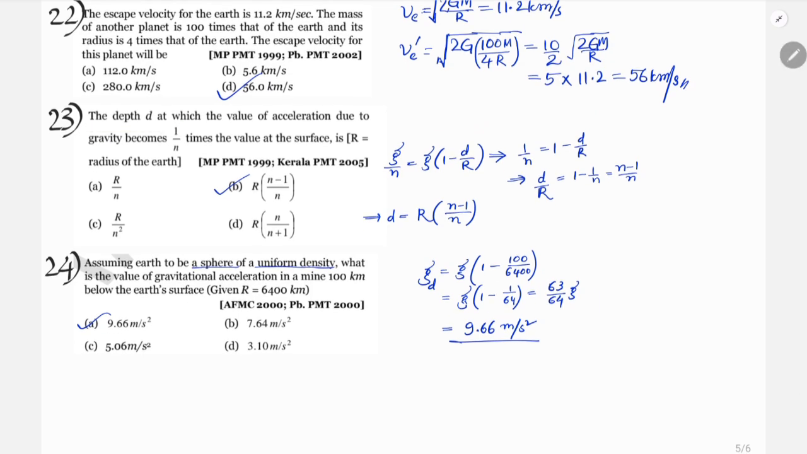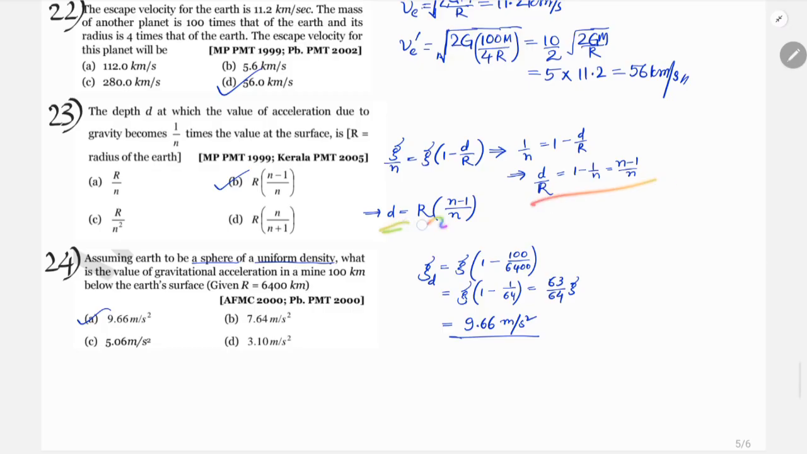Next, problem number 23. The depth d at which the value of acceleration due to gravity becomes 1 by n times the value at the surface is? So clearly they mention, at a depth, what depth? We know the formula: at a depth d, g is equal to g on surface times 1 minus d by r. In the place of g at depth, you place g by n. Now g gets cancelled. So 1 by n is equal to 1 minus d by r. Now you can separate d, that is r into n minus 1 by n.